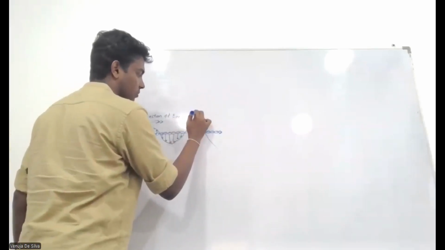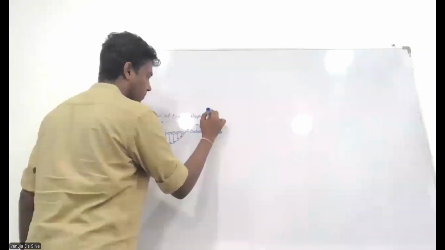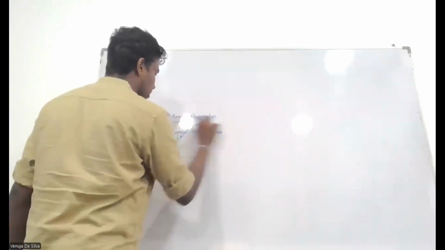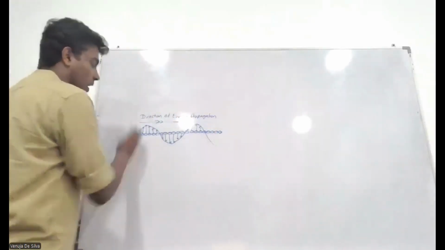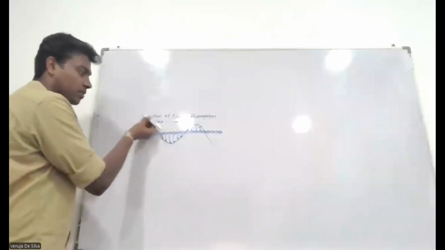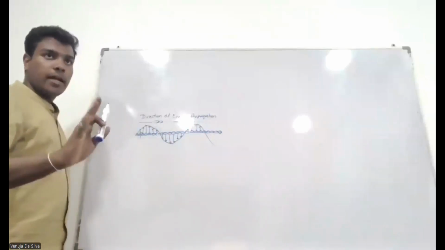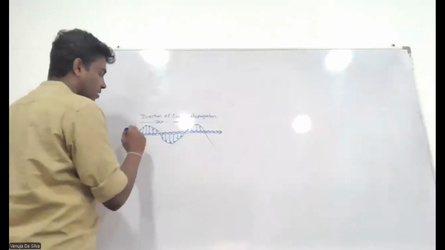Energy propagation. See, direction of propagation of energy. So energy is moving in this direction. Particles are moving up and down. Particles are moving just up and down. Energy is being transferred like a curve. Right? What happens in the next second?